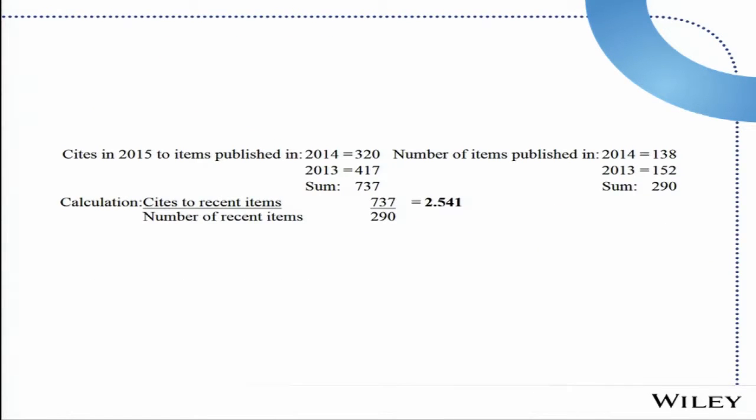And this is how the calculator looks in practice. So you have cites to recent items. In this example, it's 737, divided by the number of recent items. It's very, very straightforward and simple.